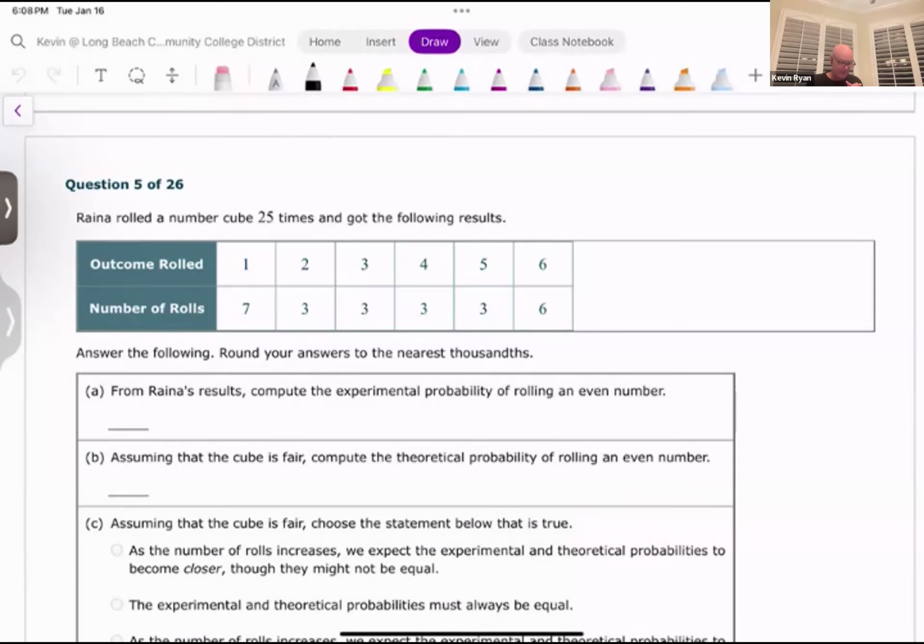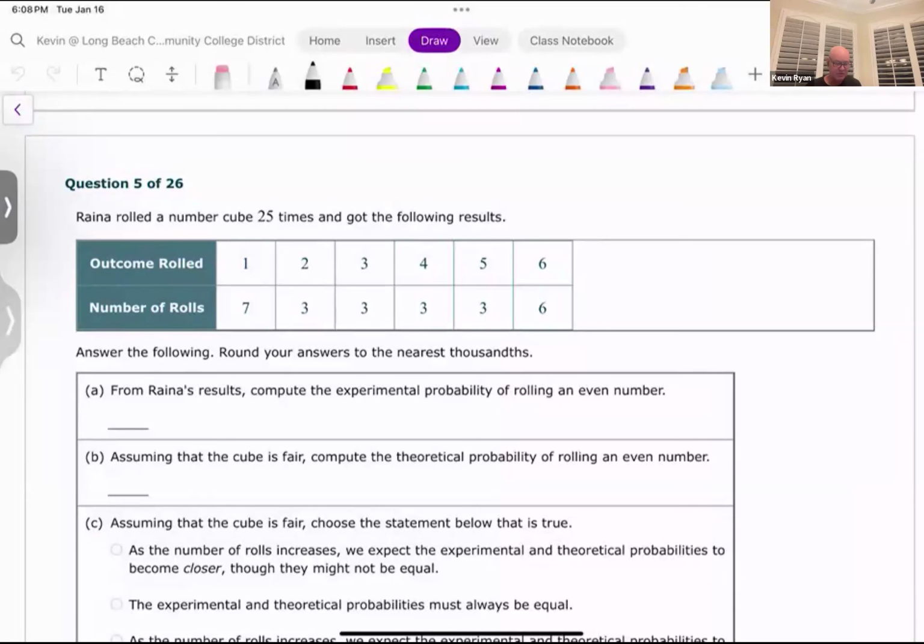All right, question 5. Reina rolled a number cube, I'm assuming that's a 6-sided die, 25 times. There's my denominator, and got the following results. And so I want to make sure we understand what this table means. So of the 25 times, she rolled a 1 7 times. She rolled a 2 3 times, a 3 3 times, a 4 3 times, a 5 3 times, and a 6 6 times.